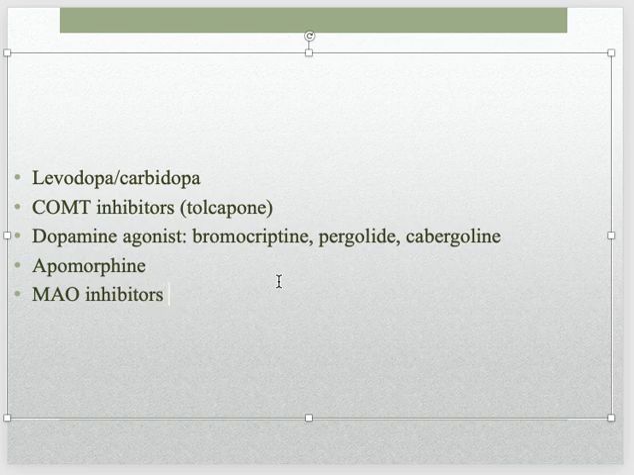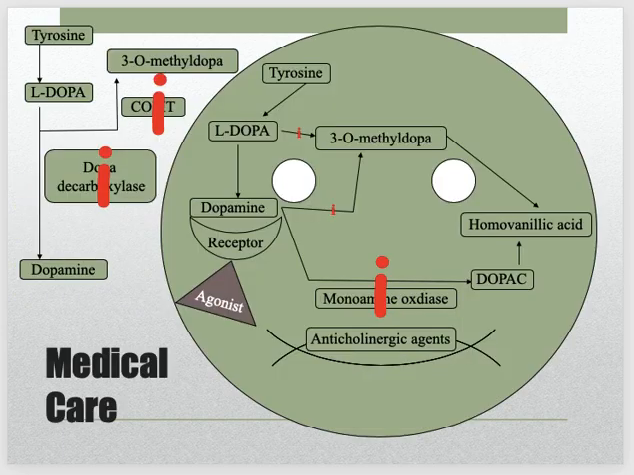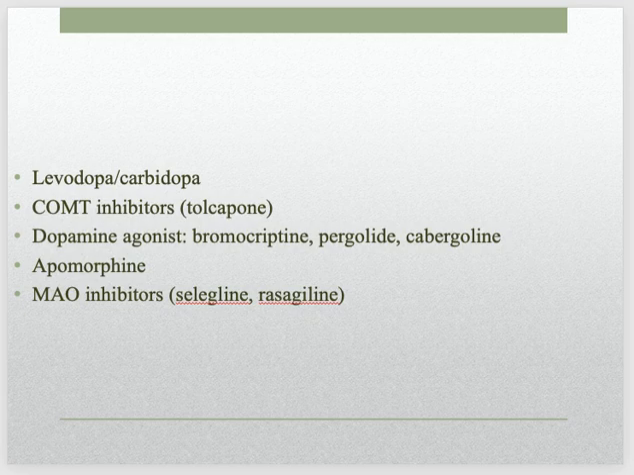So what are the names of the drugs? Most of the books give two drugs, selegiline, okay, and rasagiline, okay? So these are the names of the drugs. What they do, like I showed you from this diagram, MAO inhibitors simply increase the amount of dopamine. Why? Because they inhibit monoamine oxidase, which is an enzyme that breaks down dopamine. So this is the function of this one, okay?